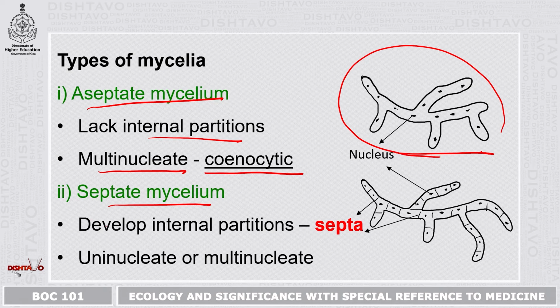In case of septate mycelium, they develop internal partitions like here you can see. So these are the partitions which separate the mycelium into different segments. These segments can be uninucleate or multinucleate.